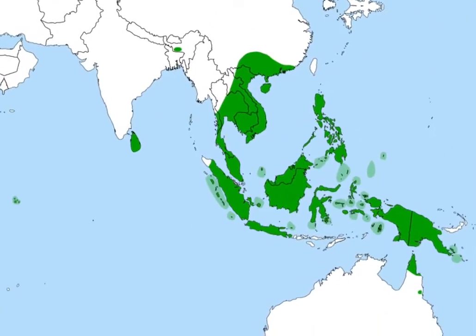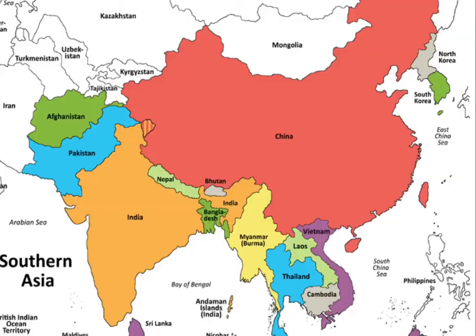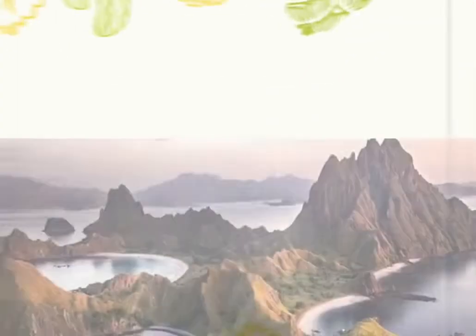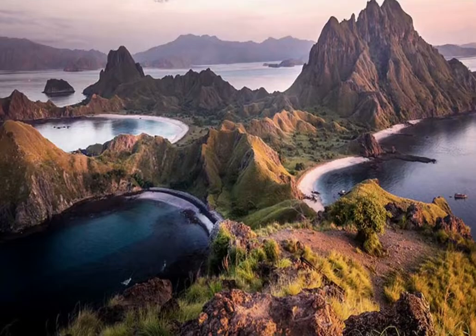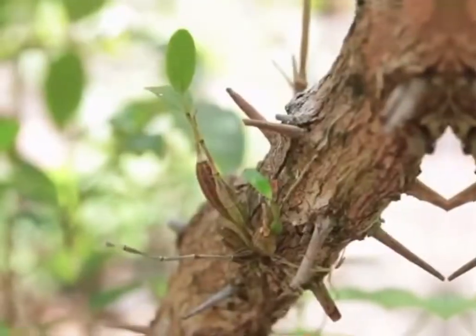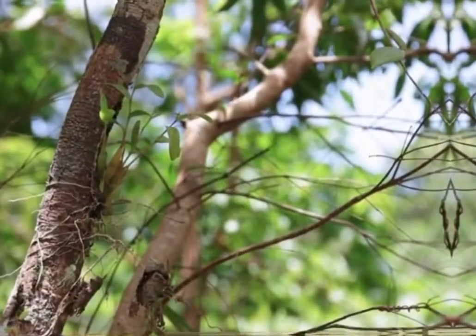Now, let's talk about the geographical distribution of Nepenthes ampullaria. Nepenthes species are among the most popular ornamental plants in Southern Asia due to their unique behavior as carnivorous plants. There are 97 species of Nepenthes, of which 64 are found in Indonesia, with the center of diversity located in Borneo. Nepenthes ampullaria is native to Borneo, the Maluku Islands, New Guinea, Peninsular Malaysia, Singapore, Sumatra, and Thailand.